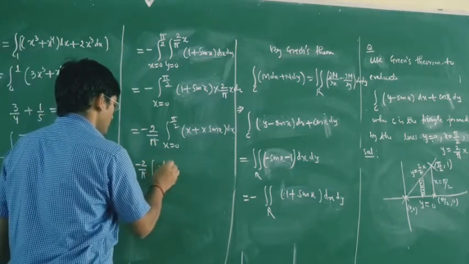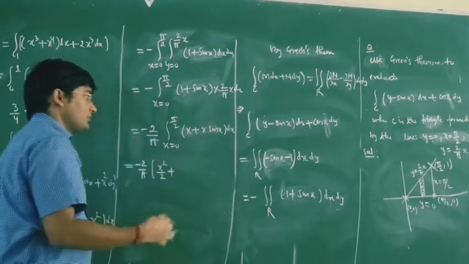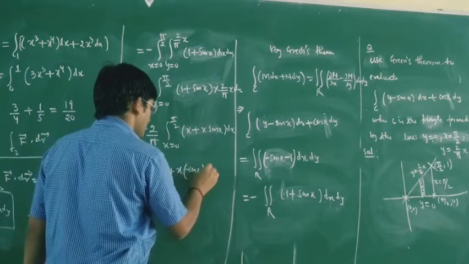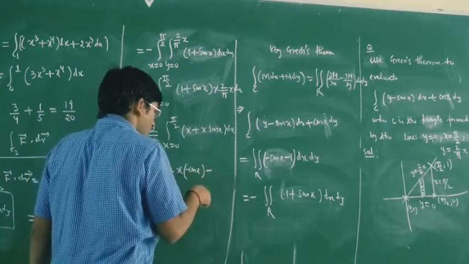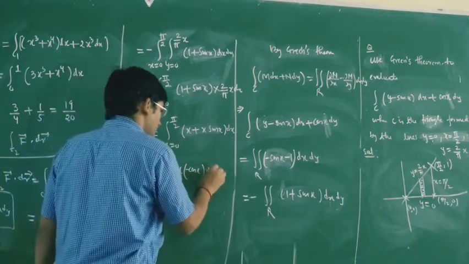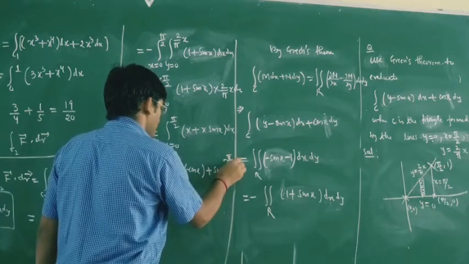x square by 2. Here we will use the product rule. That means we will use the by part integration. Integration of sin x will be minus cos x. Then we will have minus sin. And integration of cos x will be your sin x. So this minus and this minus will get you plus sin. And then the limits from x equal to 0 to pi by 2.